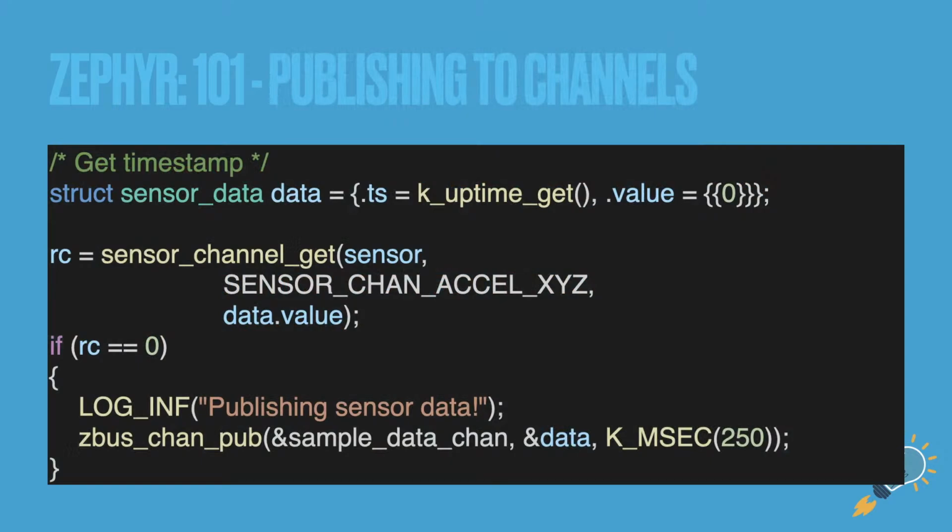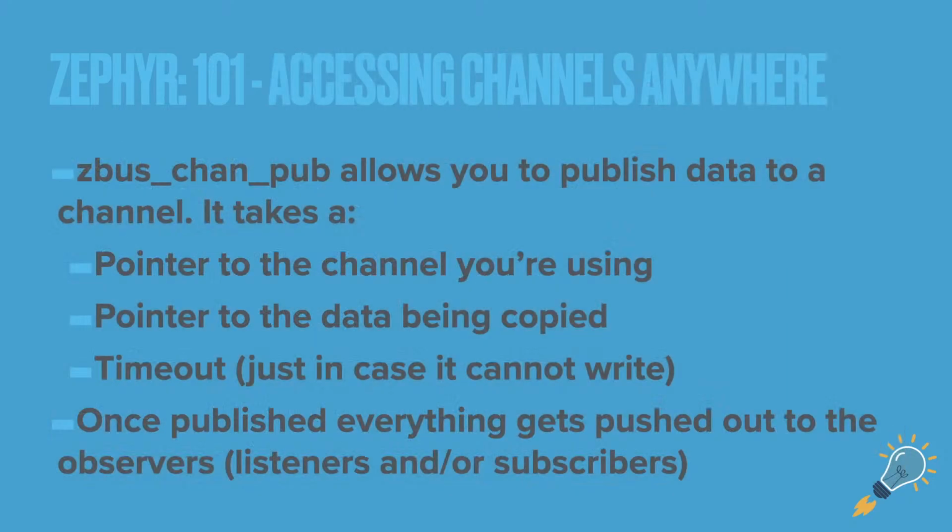And finally, probably the most important part is actually publishing. So what I've done here is I set up my structured data to have a timestamp and also just a generic Zephyr sensor value. Then I get the sensor value from the driver. As long as it's successful, I'm going to publish it to the ZBus channel, which is the sample data channel. So I'm providing a pointer to the data channel. I'm providing a pointer to the data. And then there's also a timeout. The timeout is just in case, because it needs to be thread safe.